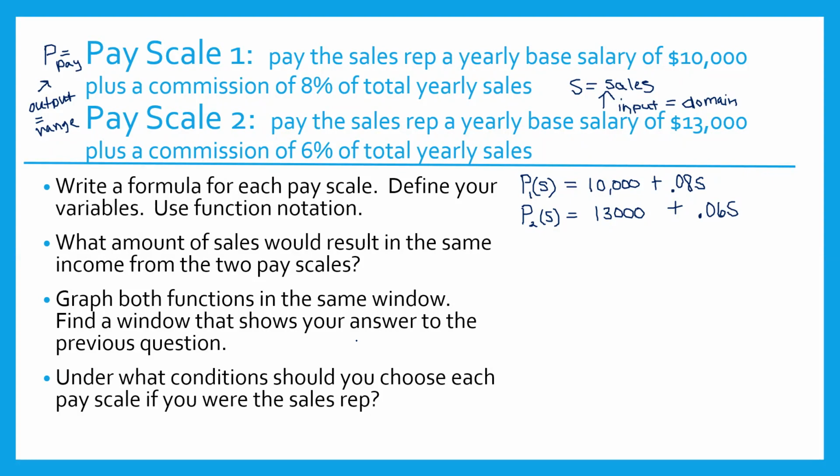So the second bullet point asks us what amount of sales would result in the same income from the two different pay scales. So I'm generally thinking this is where, when does the pay 1, which is that first formula, equal the pay from the second formula. So when are these two formulas equal? So that is asking me in general, doing some substitution, 10,000 plus 0.08S, when does that equal 13,000 plus 0.06S?